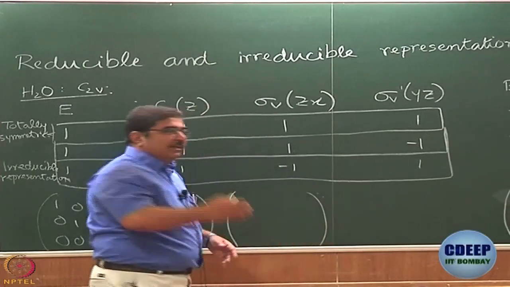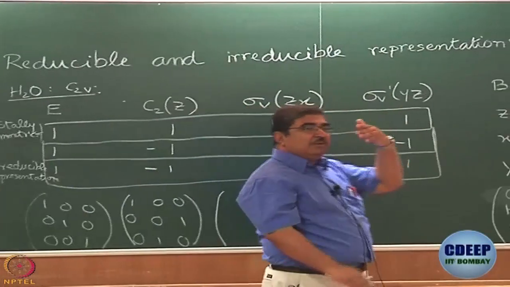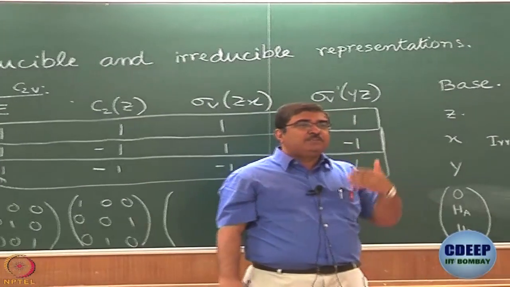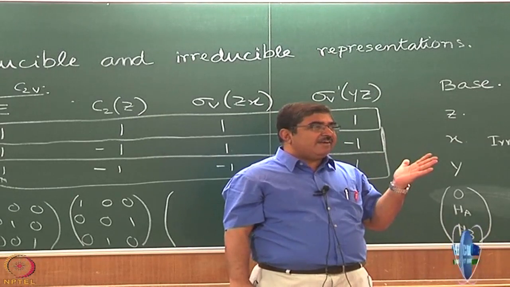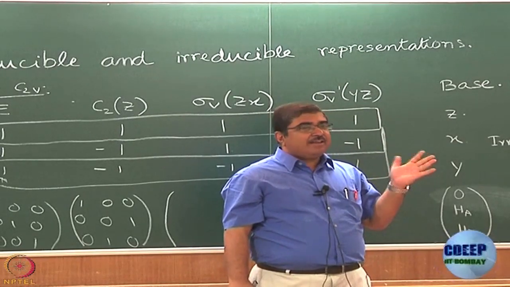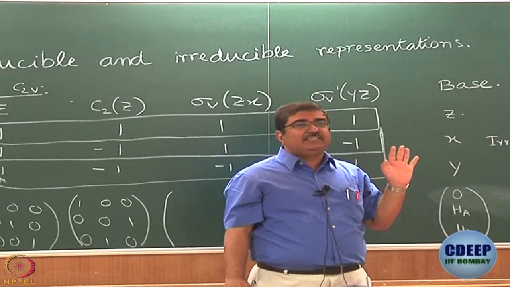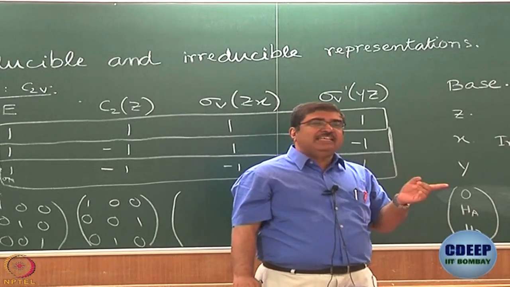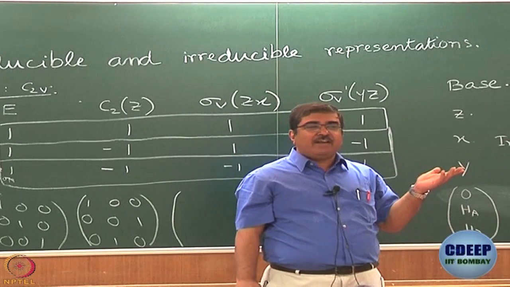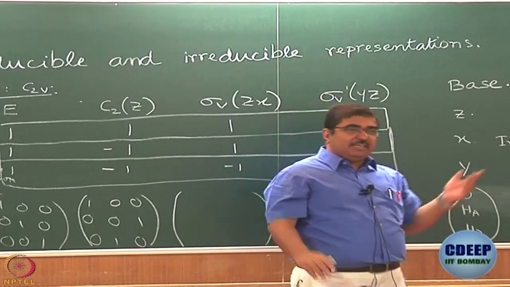σxz. What happens when σxz operates? σxz, don't forget, is the molecular plane. What happens to O? What happens to HA? What happens to HB? Same. What is the transformation matrix? O remains O, HA remains HA, HB remains HB. What is the transformation matrix? It's same as identity matrix.